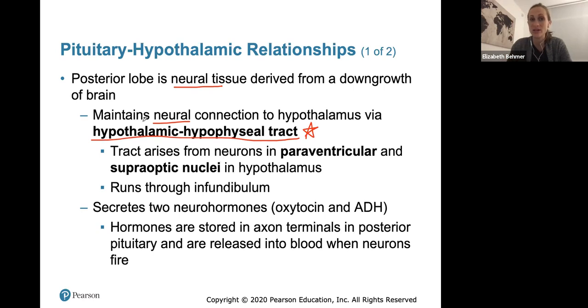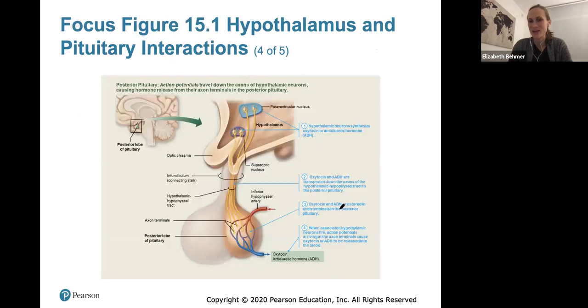the posterior pituitary gland. The posterior pituitary gland only secretes 2 hormones, and this is often a popular test question as well. What are the 2 hormones that the posterior pituitary gland secretes? It's oxytocin and ADH. These hormones, because they have a neural base, are stored in axon terminals in the posterior pituitary, and then they will be released into the blood when the neurons fire.